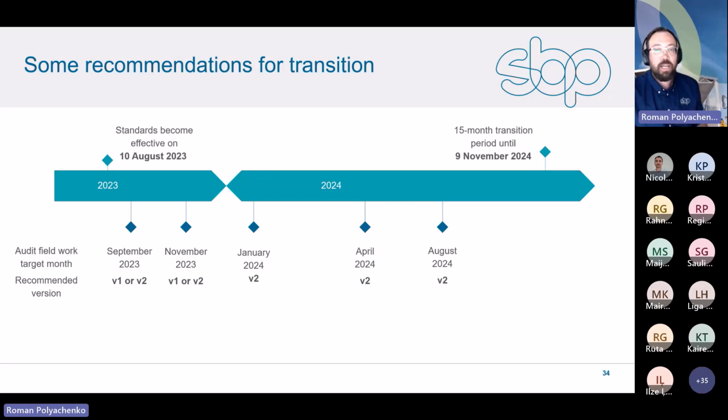If the certificate holder has their annual audit in November this year, then they may, of course, choose to use version 1 or 2, but then their 2024 audit next year they may need to schedule for an earlier time.